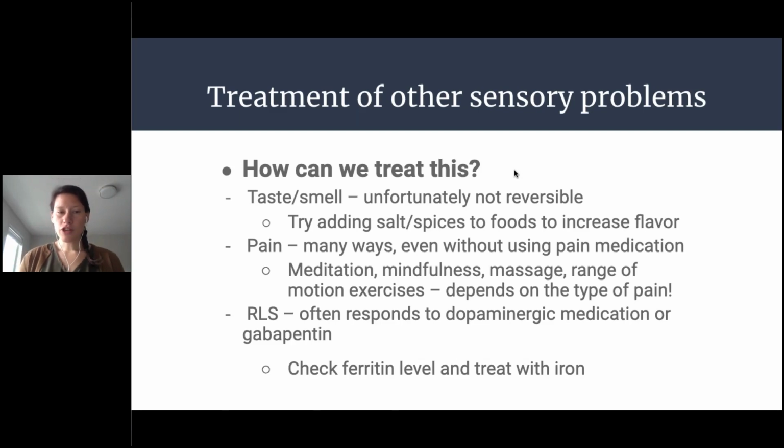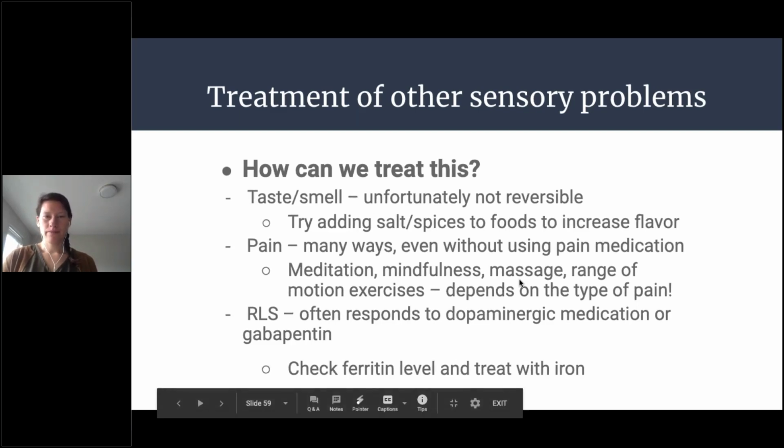For restless leg syndrome, it often actually responds to dopaminergic medications like carbidopa-levodopa, or Sinemet, and then gabapentin is the other first-line agent that we'll use for that. And then an important thing to note is that your doctor likely will check a ferritin level, which is a level of the storage of the amount of iron you have in your body. Because if you have low amounts of iron, that can actually cause restless leg syndrome, and it's very easy to treat just with iron pills.